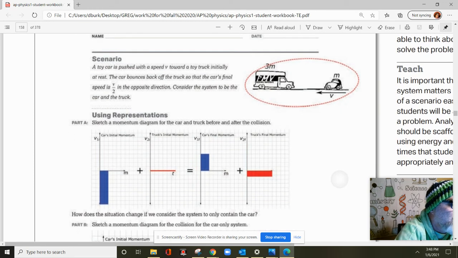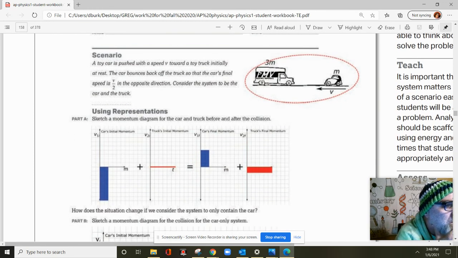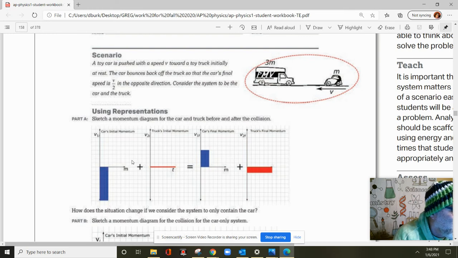Look, we're going to crash our cars together again. So the toy car is at V, and now we're going to bounce the car off the truck, so the car's final speed is half. Consider the system car and the truck. So the initial momentum of the car is 1 unit of mass, and I don't know, that looks like 2 units of velocity. And it's got a negative velocity because it's going to the left.